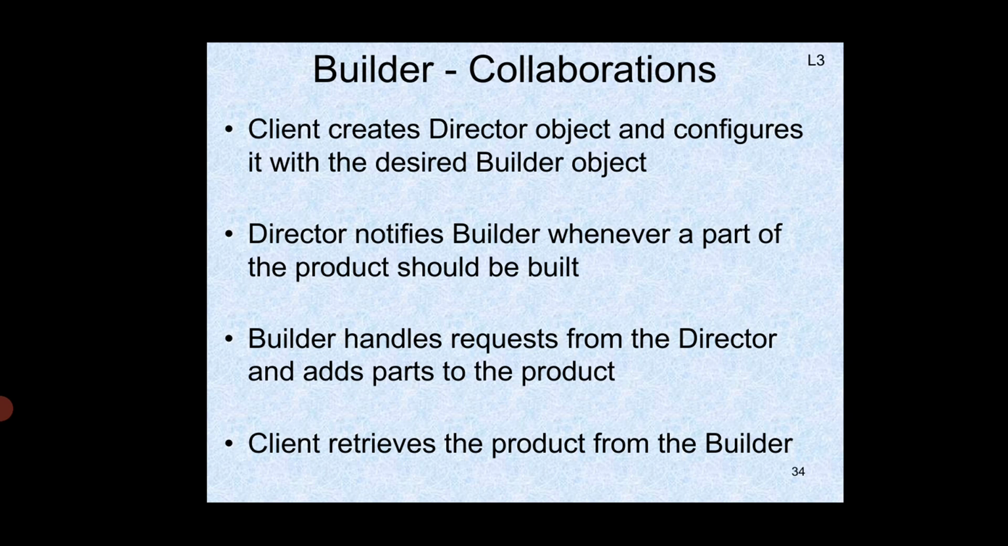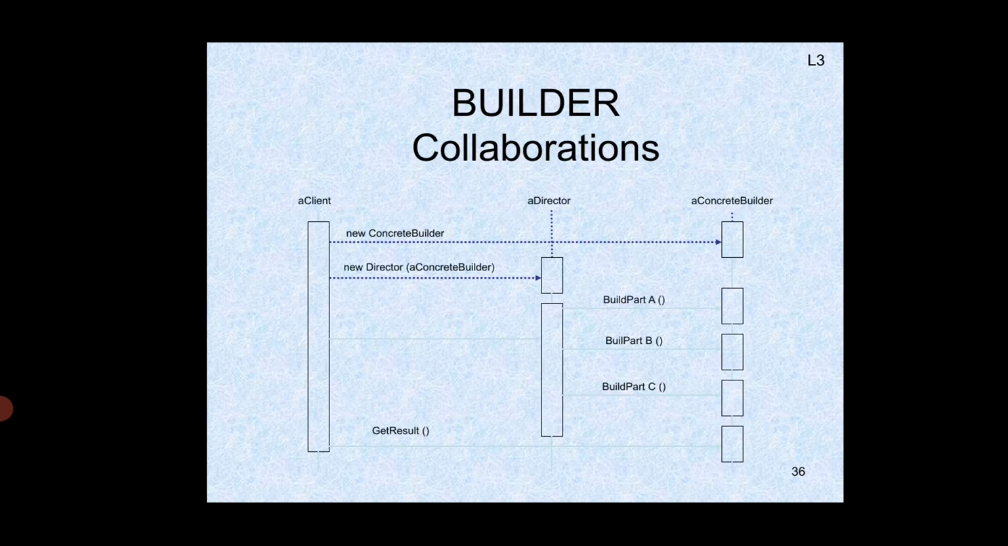In the sense, the client creates the director object. Okay, here we want to create a director object, and we need to configure it with the desired builder object. The director notifies the builder whenever a part of the product should be built. So the builder handles the request from the director, and we need to add parts to the product. So finally the client retrieves the product from the builder. Let us see the diagram. You need to understand it in a clear-cut way.